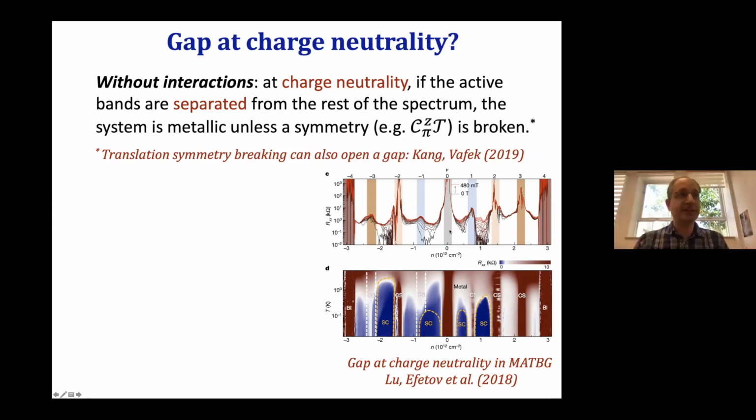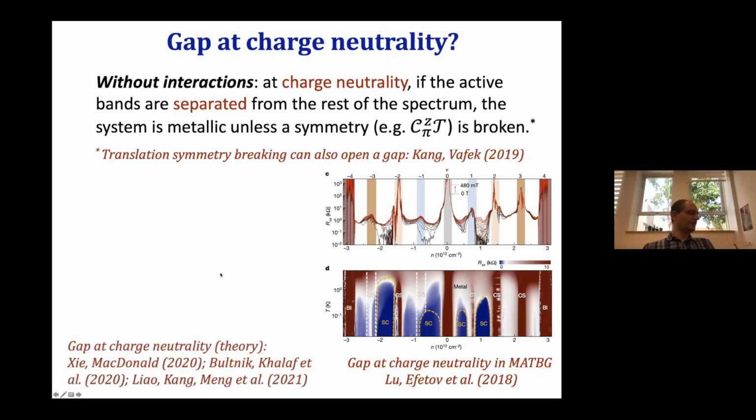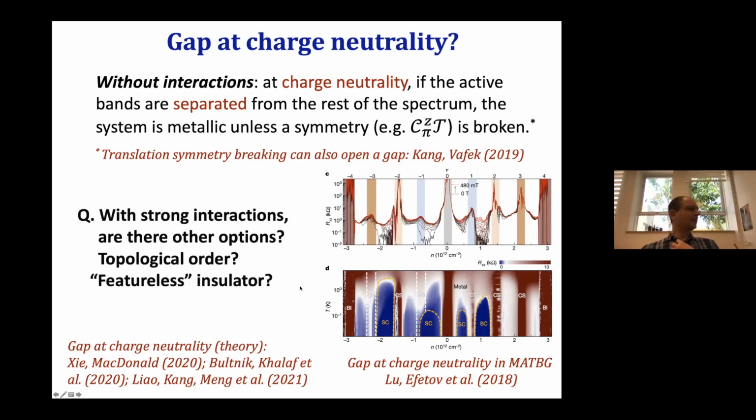So does that mean that the system breaks a symmetry spontaneously? Does that mean that symmetry is not there, is explicitly broken by the setup, maybe by the substrate, or is there another possibility? Okay, so there are many theory proposals for different spontaneous symmetry broken states that might appear here. But the question I'd like to ask is slightly different.